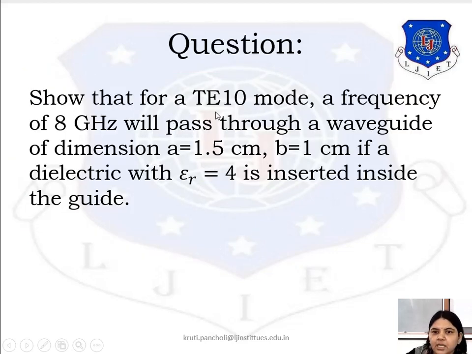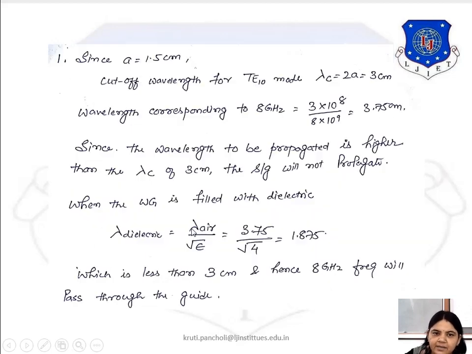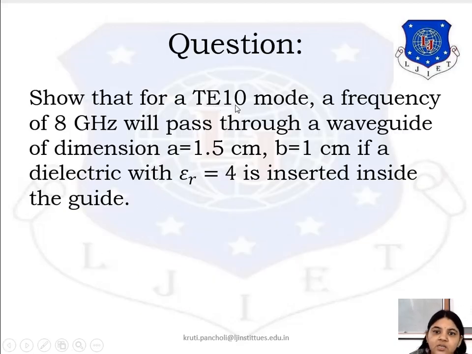Show that for a TE10 mode, a frequency of 8 GHz will pass through a waveguide of dimension a equal to 1.5 cm, b equal to 1 cm, if a dielectric with epsilon r equal to 4 is inserted inside the guide. So now we know that a is equal to 1.5 cm. Cutoff wavelength, here again you can see the TE10 mode.